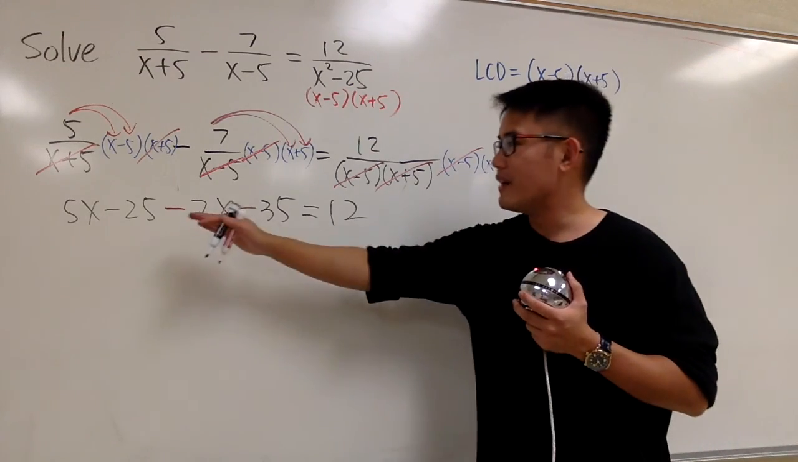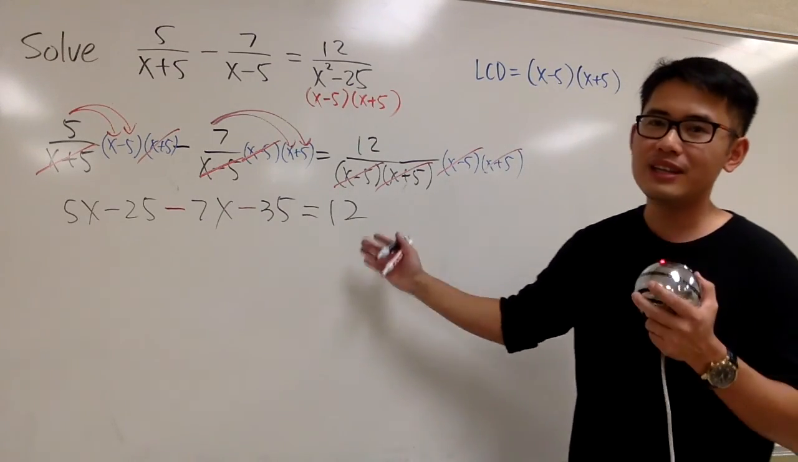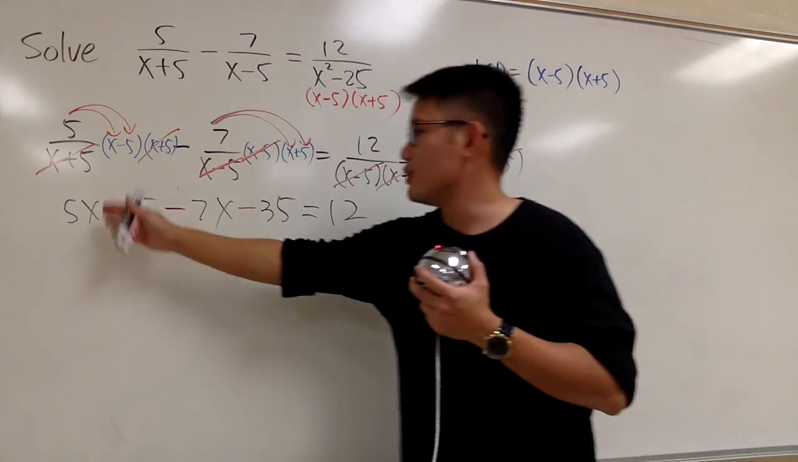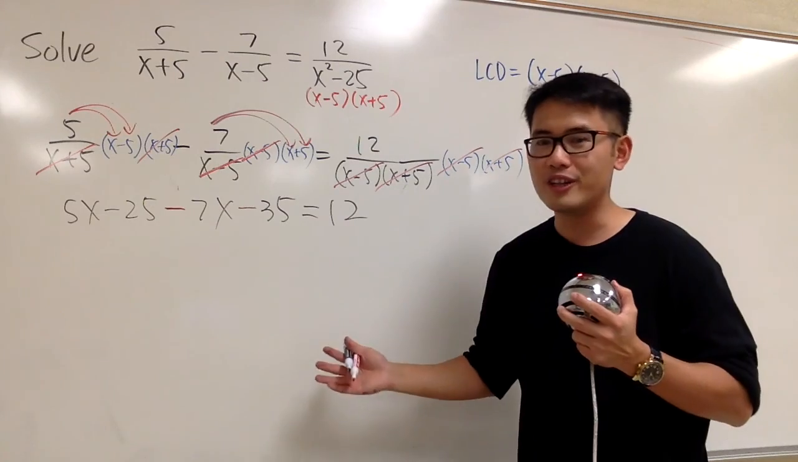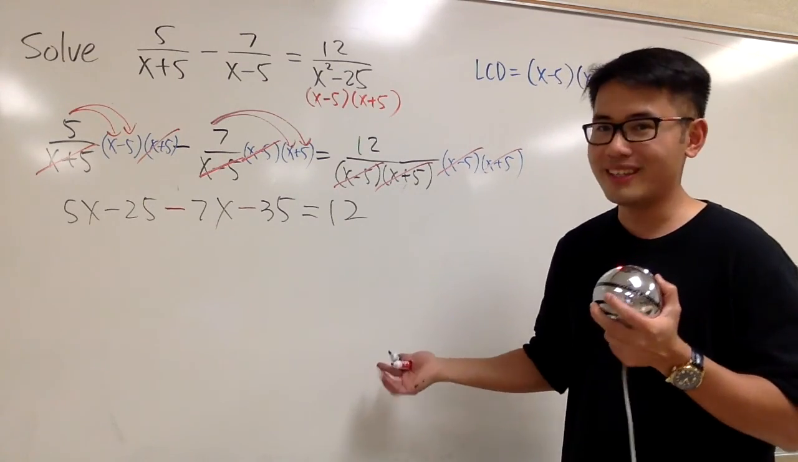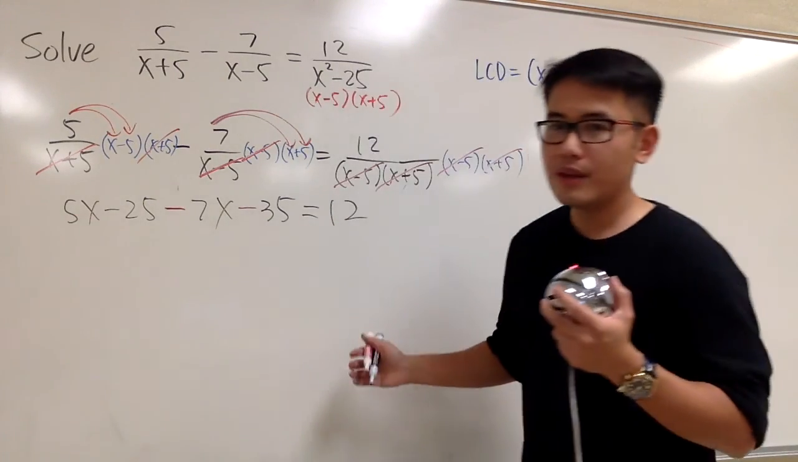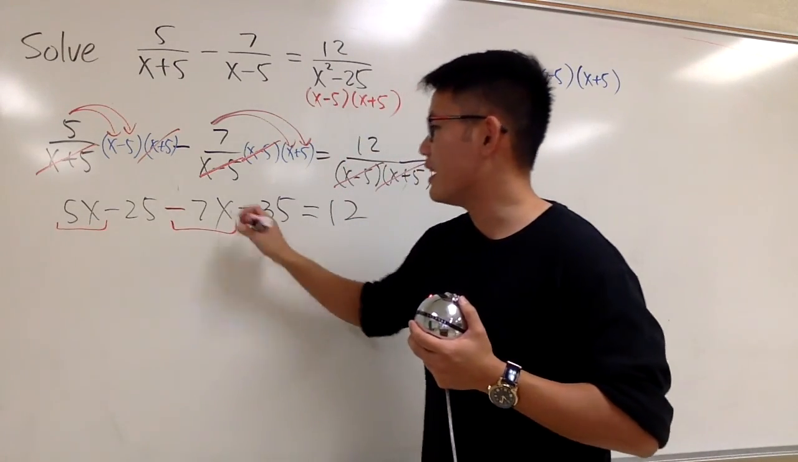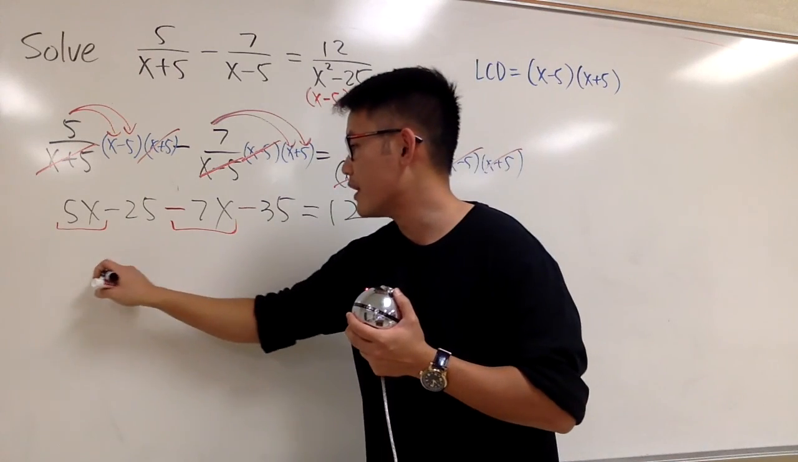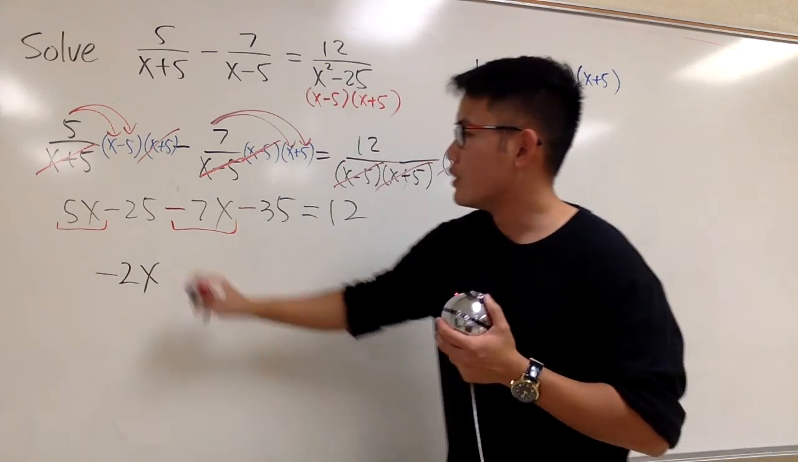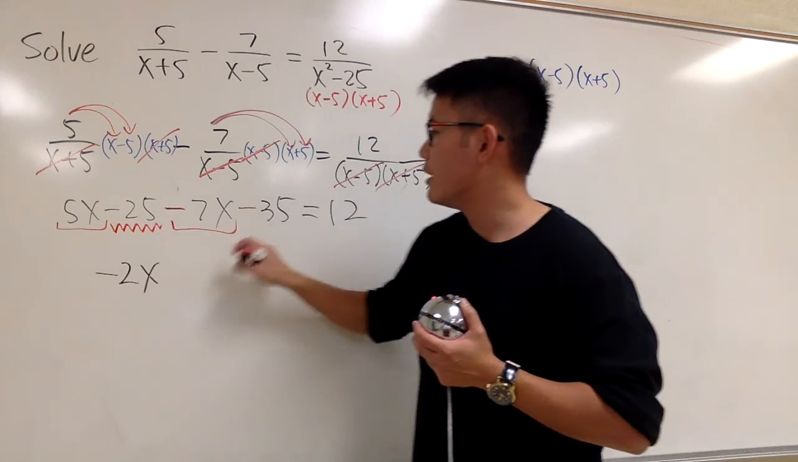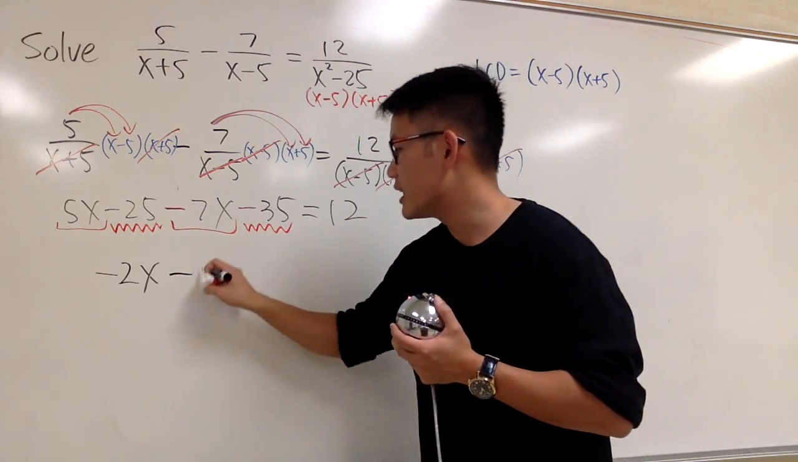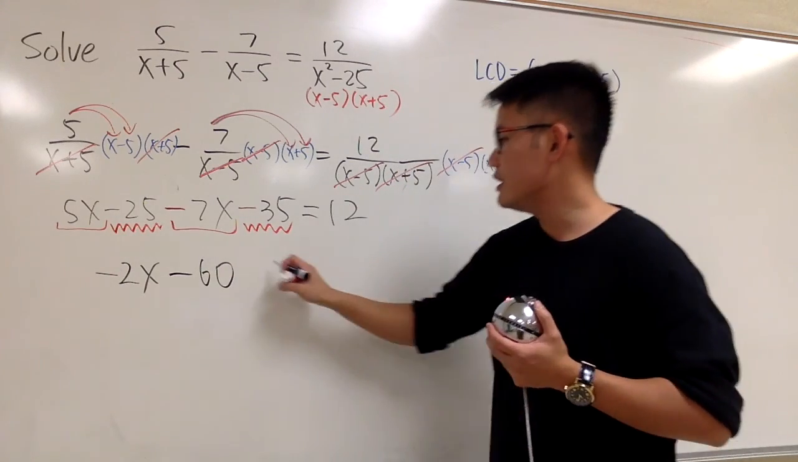And now you see we have an equation without any fractions, right? And this is just x to the first power, so it's just the regular equation, and we're just going to do it the regular way. So we see that the 5x minus 7x, we first combine like terms, we will have negative 2x. And then we see we have the negative 25 minus 35. We combine like terms, we get negative 60. And then this is equal to 12.